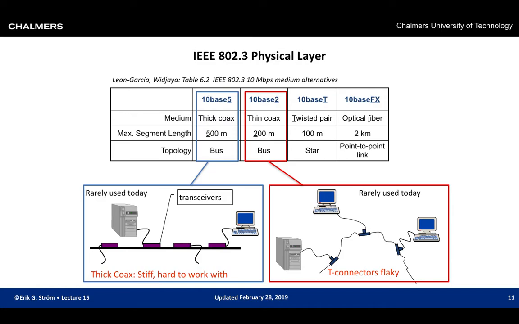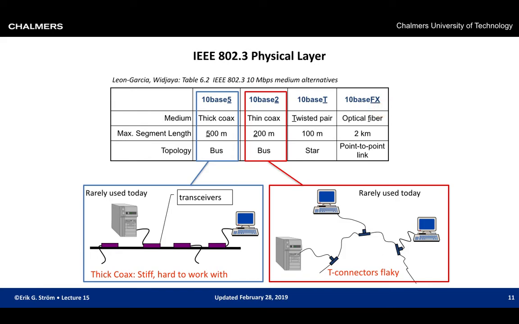Okay, so what can we say more about the 802.3 physical layers then? Well, there is a bunch of them, and they have evolved over time. So at the beginning of time, now we're talking about late 70s, early 80s, I forgot, but in that time range, the first 802.3 standard specified 4 different physical layers: 10Base5 and 10Base2 and 10BaseT and 10BaseFX.